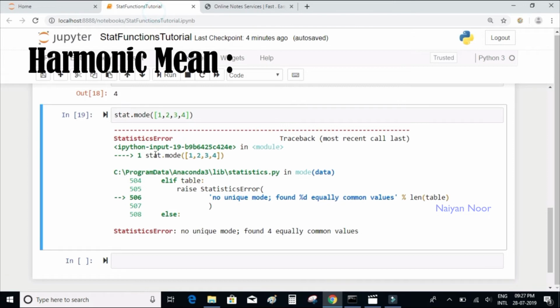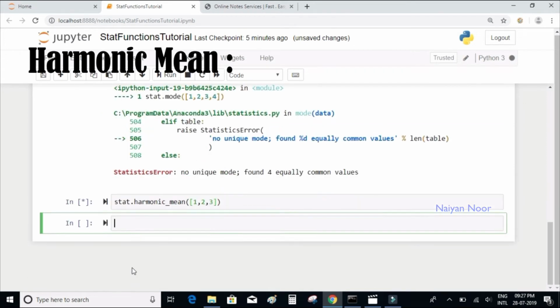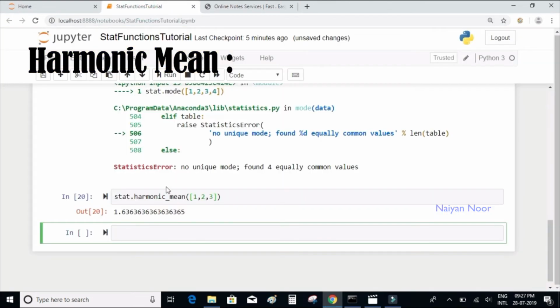So let's try to verify that. stat dot harmonic mean of data 1, 2, 3. So it gives 1.63 as expected.